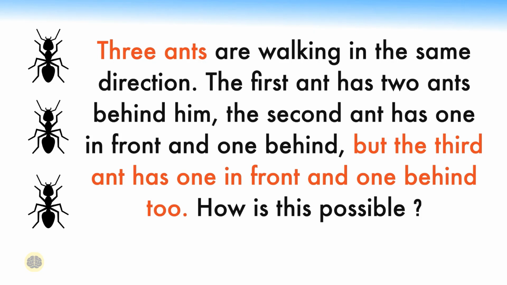Three ants are walking in the same direction. The first ant has two ants behind him, the second ant has one in front and one behind. But the third ant has one in front and one behind too. How is this possible?